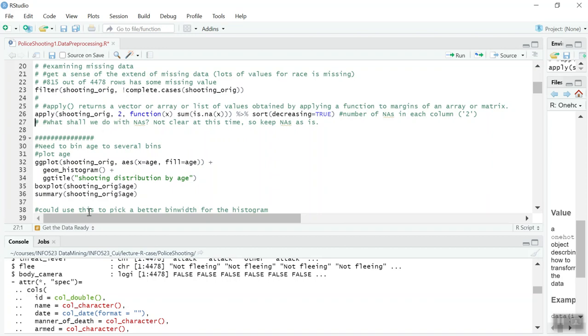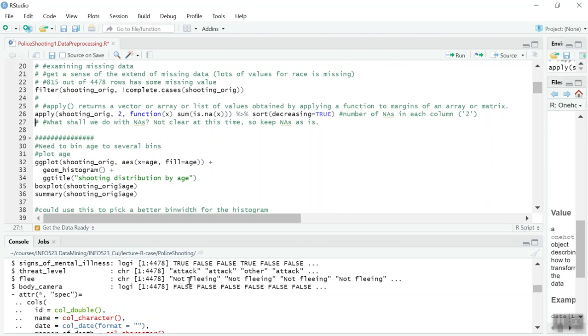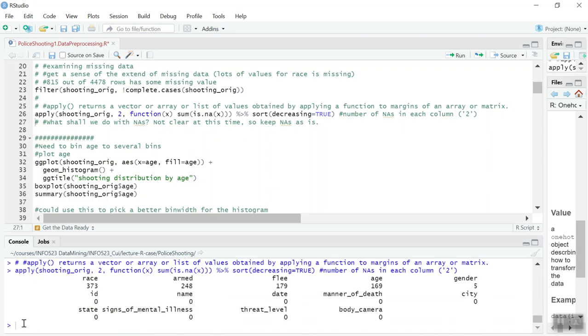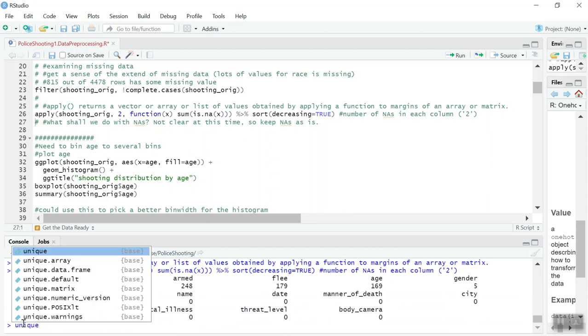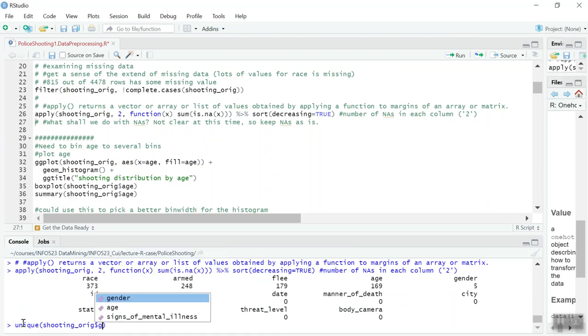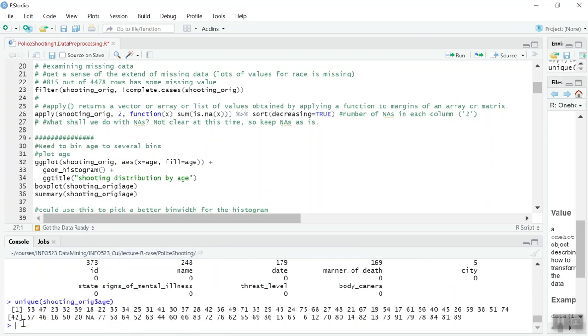Okay. So when we look at this, we also see that age is a numerical value, and we can consider it a continuous variable. Although in this case, the key observation is that it has many unique values. So if we do unique on our shooting data set, we can see we have quite a number of unique values here.